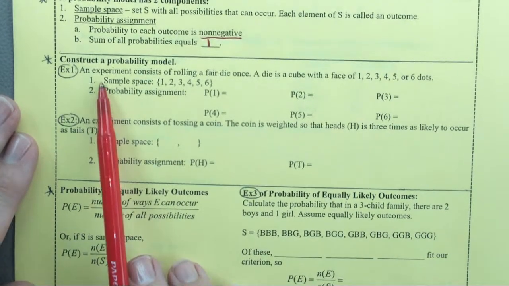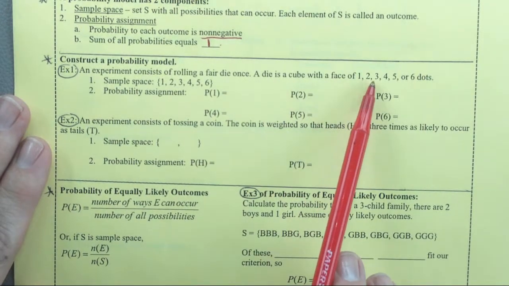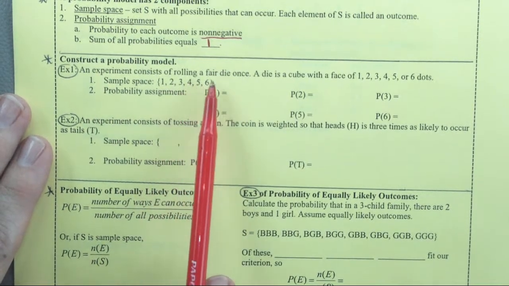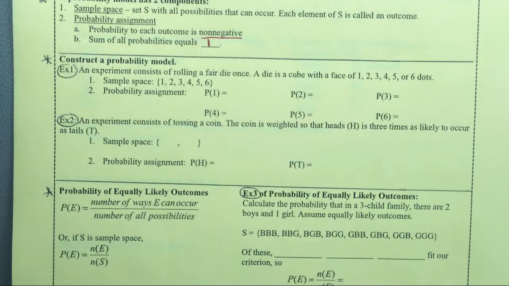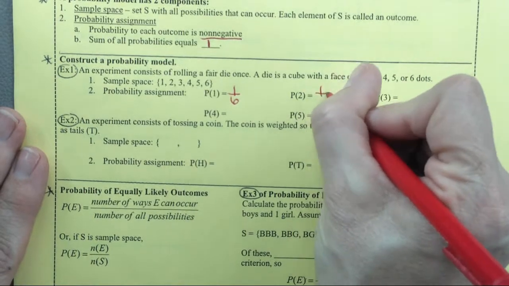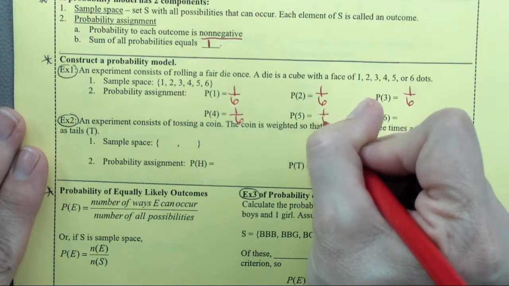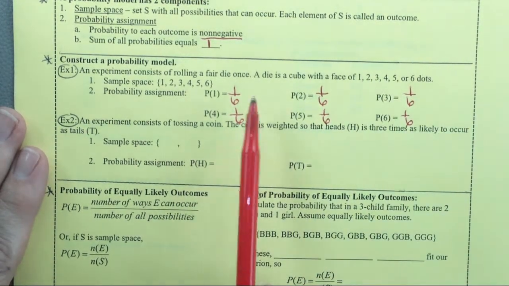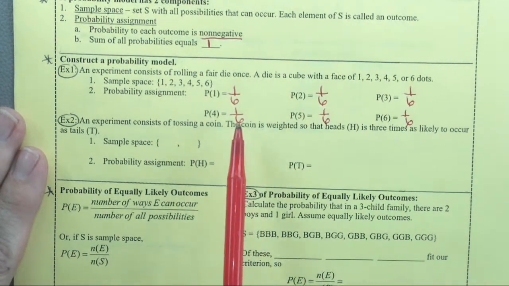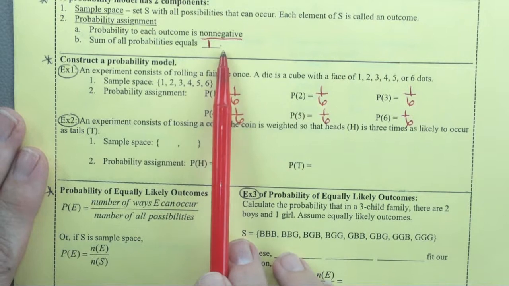So example number 1 says, an experiment consists of rolling a fair die once. A die is a cube with a face of 1, 2, 3, 4, 5, or 6 dots. The sample space would be 1, 2, 3, 4, 5, and 6. The probability assignment: the probability of rolling a 1 would be 1 out of 6. The probability of rolling a 2 would be 1 out of 6. A 3 would be 1 out of 6, and so on, 1 out of 6 for each. Notice these are all positive numbers. And 1/6 plus 1/6 plus 1/6 plus 1/6 plus 1/6 plus 1/6 adds up to 6 over 6, which adds up to 1.